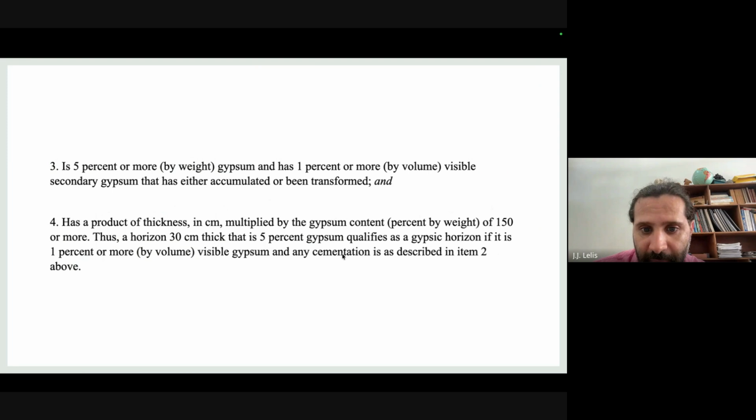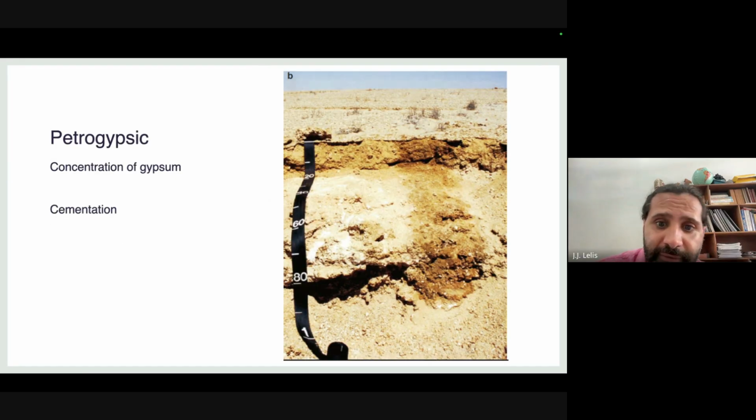And no cementation, or if I register a cementation, the cementation should be very, very thin or small parts of cemented bodies. So again, please, you need to consider all the mandatory criteria, and the mandatory criteria are connected by and. So this one is connected to this one and connected to the others too. And we have the petrogypsic horizons.